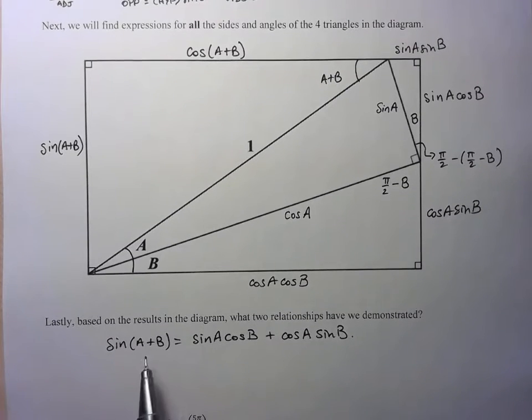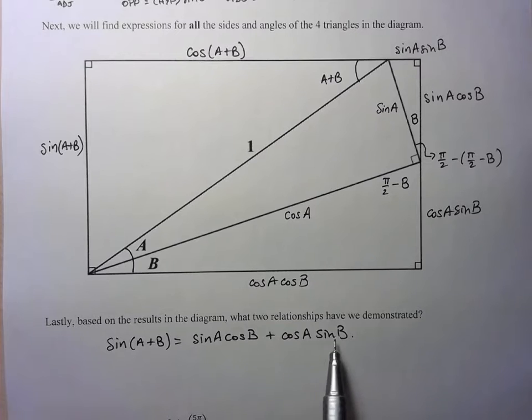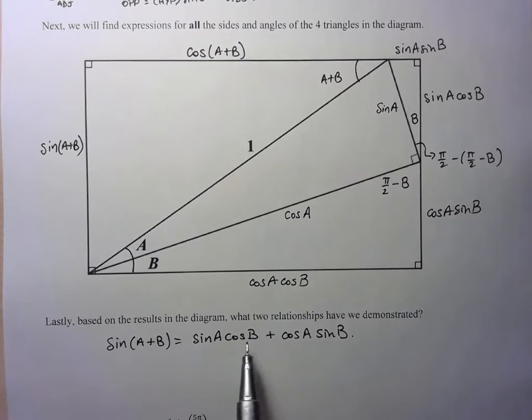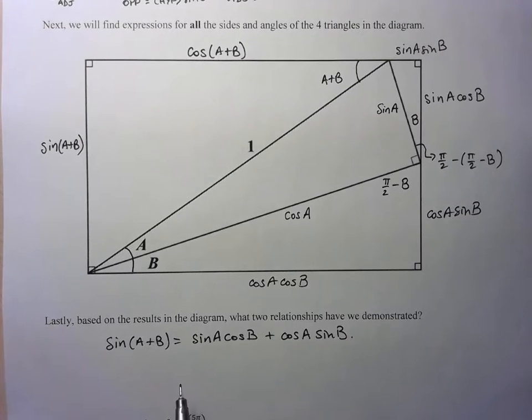Now what's nice about this identity is that I'm working with the angle A plus B on the left, but all the expressions on the right, well, involve the individual angles. And that's ideally what we'd like to have, is we'd like to have an identity where the right-hand side has all of the individual angles.